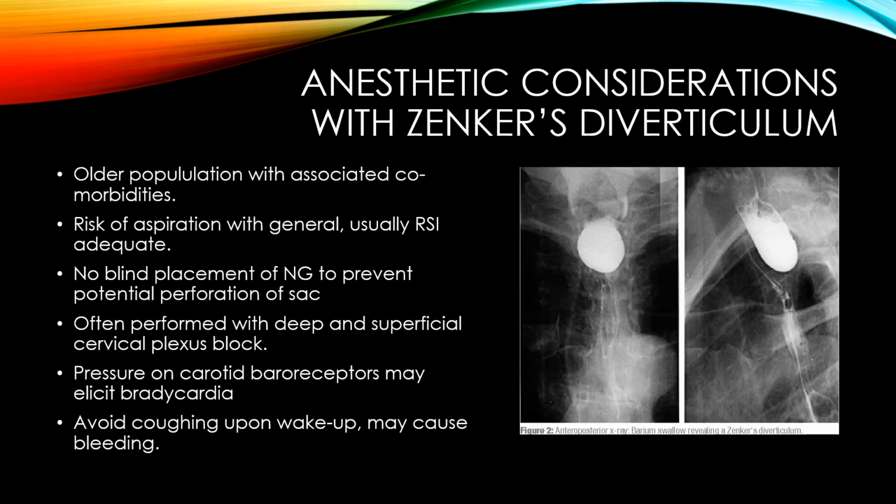So what are the anesthetic considerations with a Zenker's diverticulum? Typically, these are your older population, so they have the usual suspect comorbidities, heart and lung disease. With the pouch, there's an increased risk for aspiration. So typically these patients will be induced with a rapid sequence induction. You definitely don't want to just place a blind NG tube, as it may inadvertently go in the pouch and perforate the pouch.